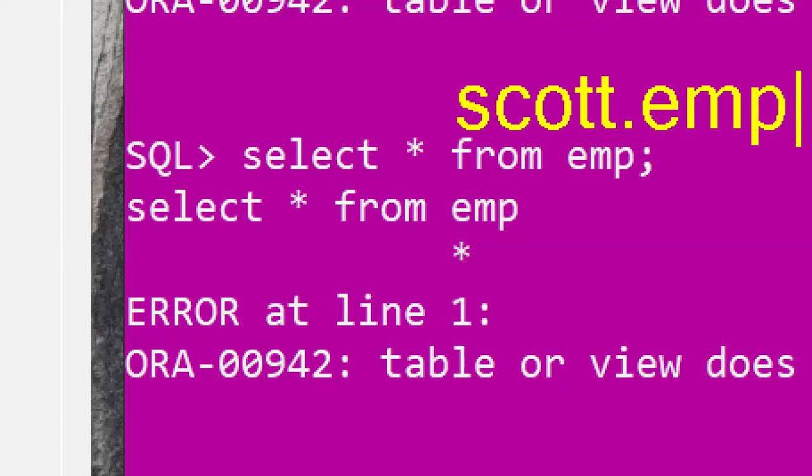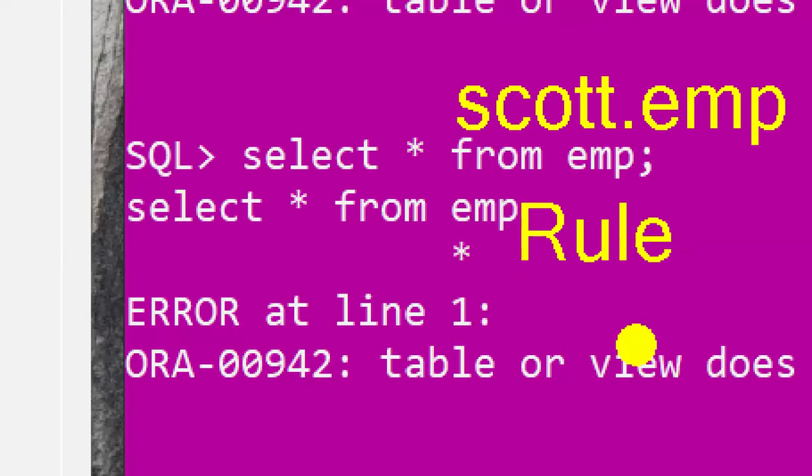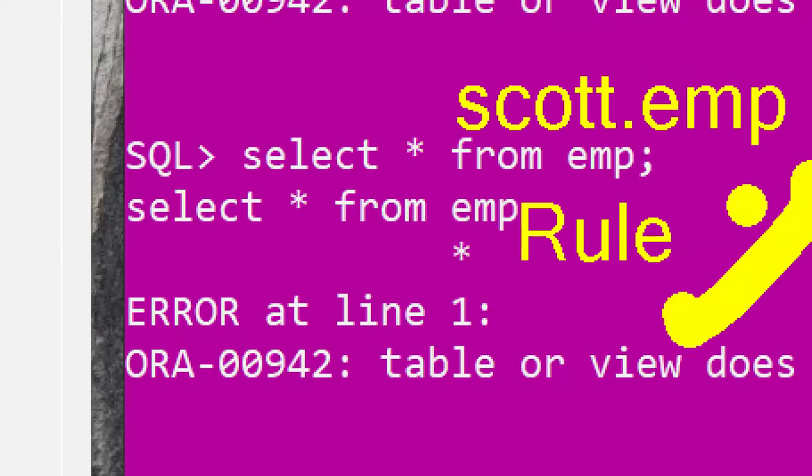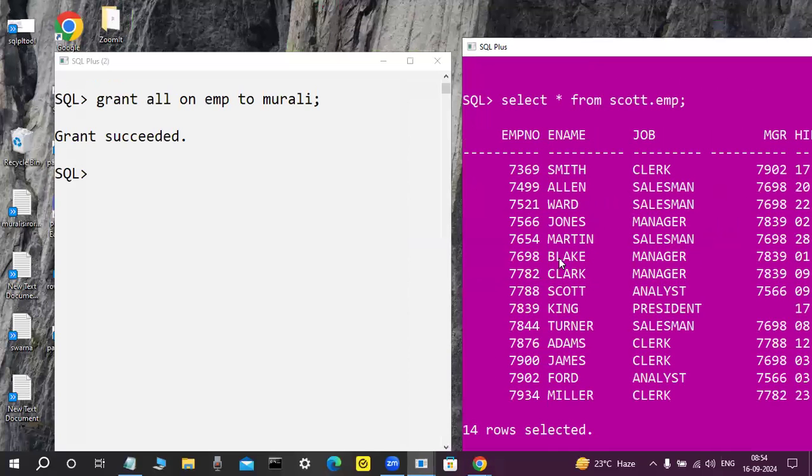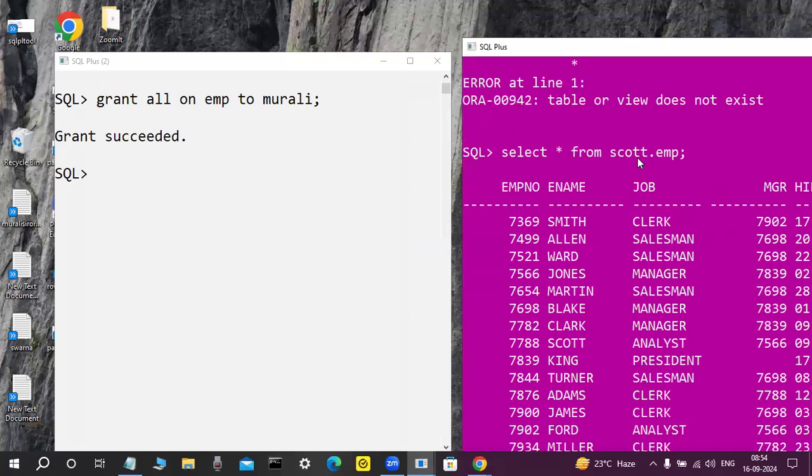That is important. Username dot object name, that is a rule. Simple, no? Later you will be familiar, I am telling you just for the idea. Now check it out, observe it here. Select star from scott dot emp. Working or not? This is a rule or not?